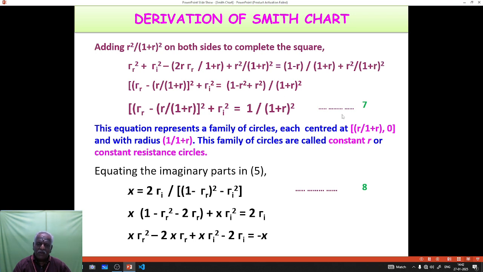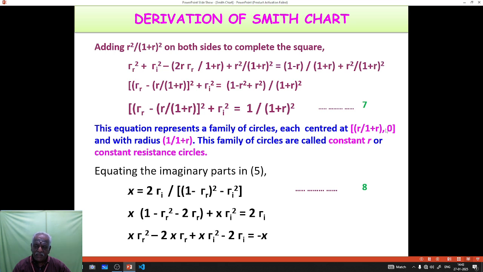On simplification, after adding this term on both sides, we get (gamma r minus r by 1 plus r) the whole squared plus gamma i the whole squared is equal to (1 by 1 plus r) the whole squared. This is a standard equation of a circle. It represents a family of circles. The center of the circle is at (r by 1 plus r, 0).